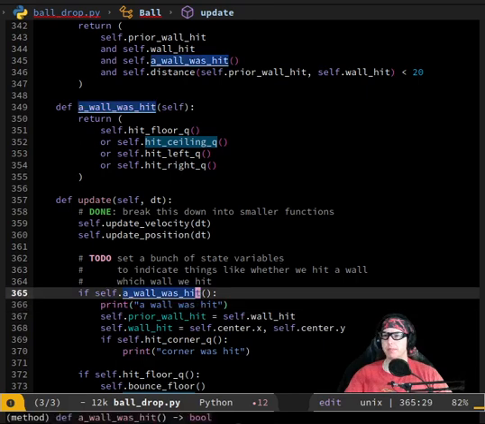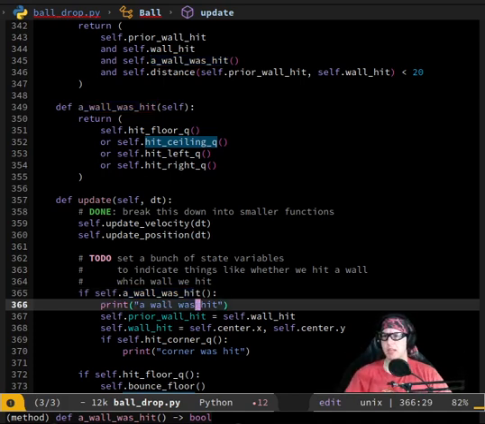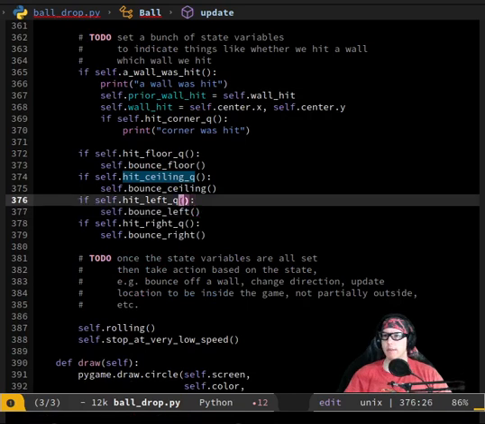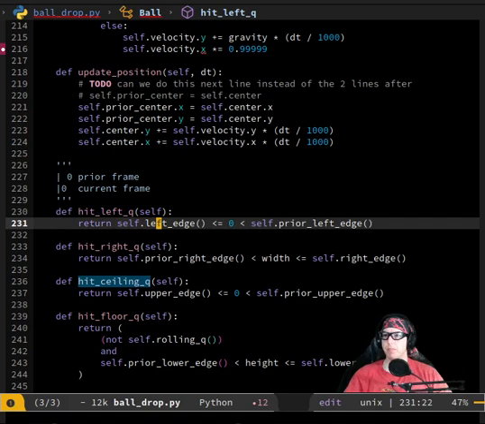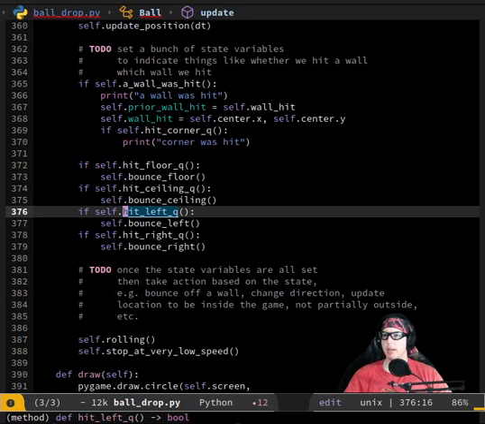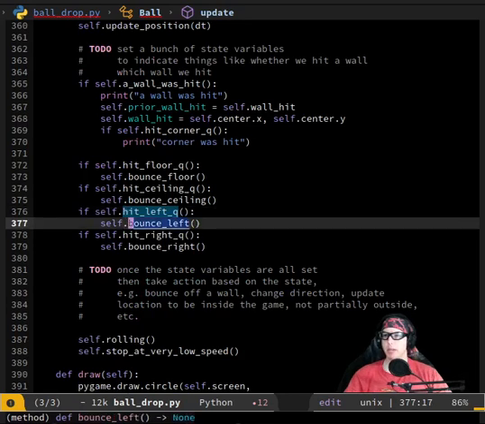Let's see. So if AWOL was hit, yeah, let's think about just the left wall. So hit ceiling, hit left, Q, then bounce left. Hit left, Q. Is the left edge to the left of zero, and the prior left edge to the right of zero? That makes sense. And if that is true, then we call bounce left.